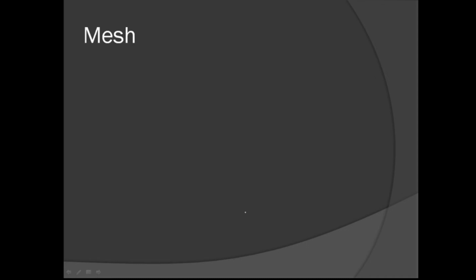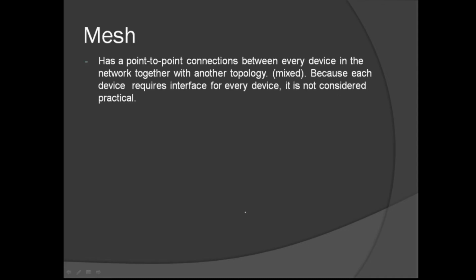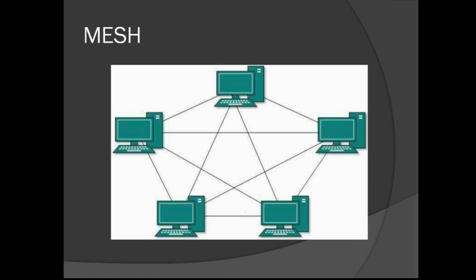Okay, so next is the mesh topology. The mesh topology has a point-to-point connection between every device in the network together with another topology. To simplify, this is a mixed topology, a combination of two topologies on a network. Because each device requires an interface for every device, it is considered impractical. Okay, so this is the mesh topology.